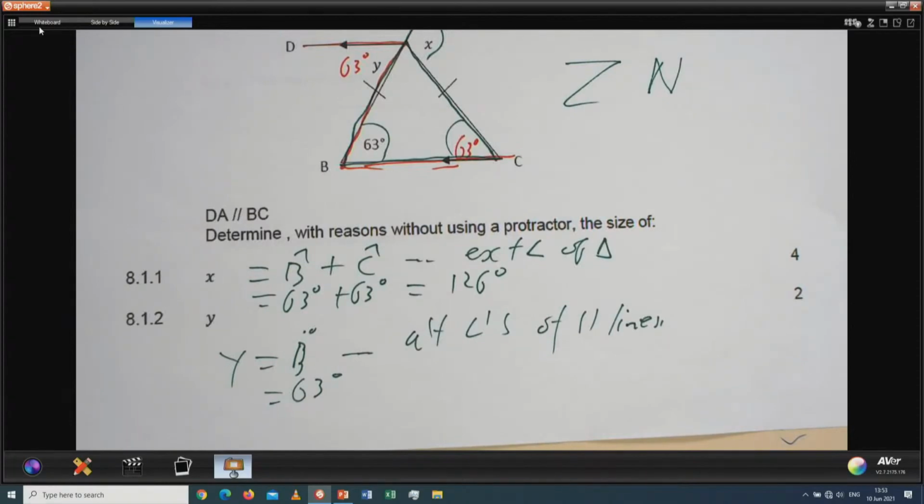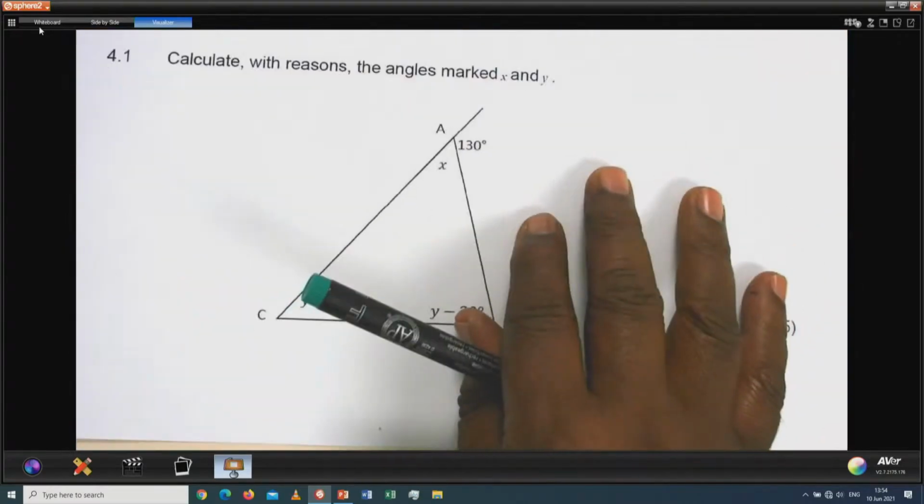So, properties. Otherwise, there is nothing you can do. Now is your chance to look at this one.